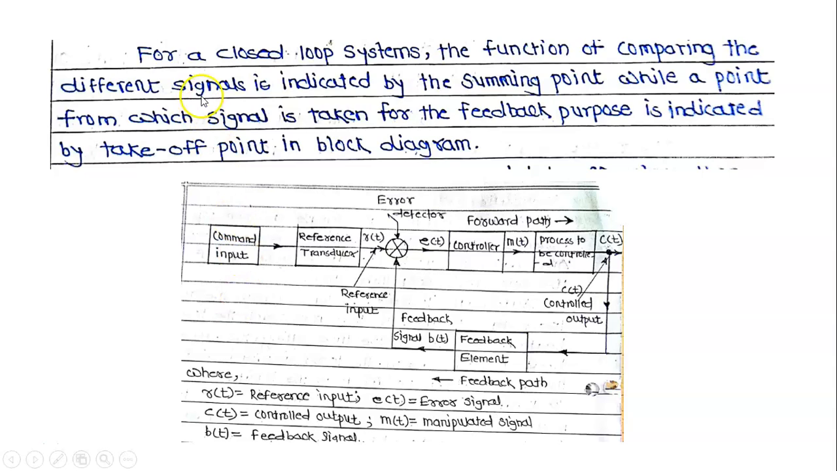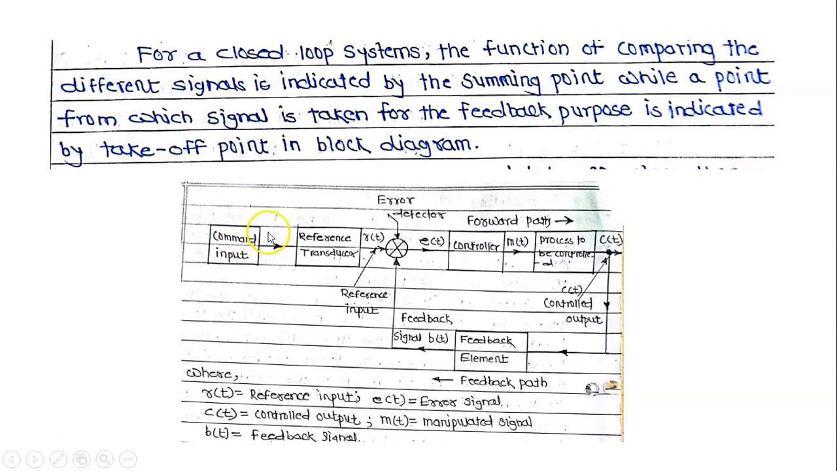For closed loop systems, the function of comparing different signals is indicated by the summing point, while a point from which a signal is taken for feedback purpose is indicated by the takeoff point in a block diagram. Therefore, in the block diagram there are different elements.